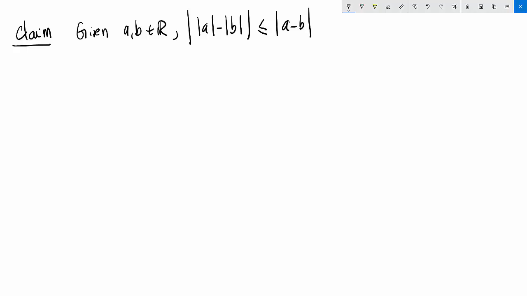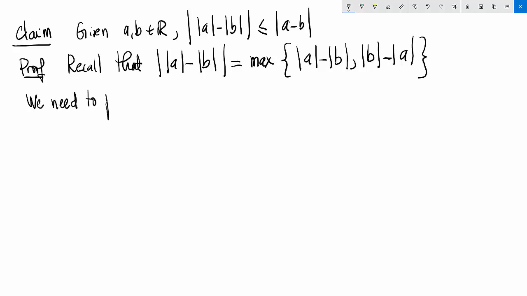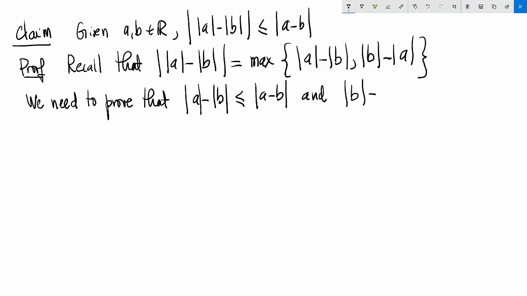All right. So to proceed, we'll use again the max definition of the absolute value. So for the proof, recall that the absolute value of this difference is in fact the maximum of the set containing this quantity and its opposite. And so now we need to prove that two things hold, and also holds.